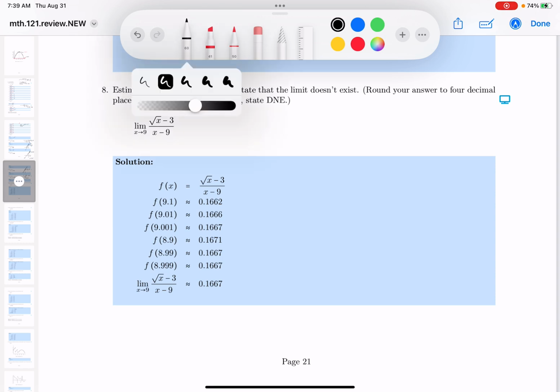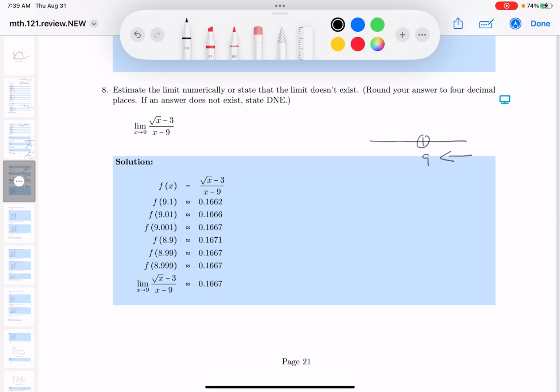So the question becomes, if you're going towards the number 9, there's two ways you could do it, from the right of it and from the left of it. So what I did, I took the computer and I said, well, let me give you a sequence of numbers that come from the right side. So I want to concentrate on the right side.